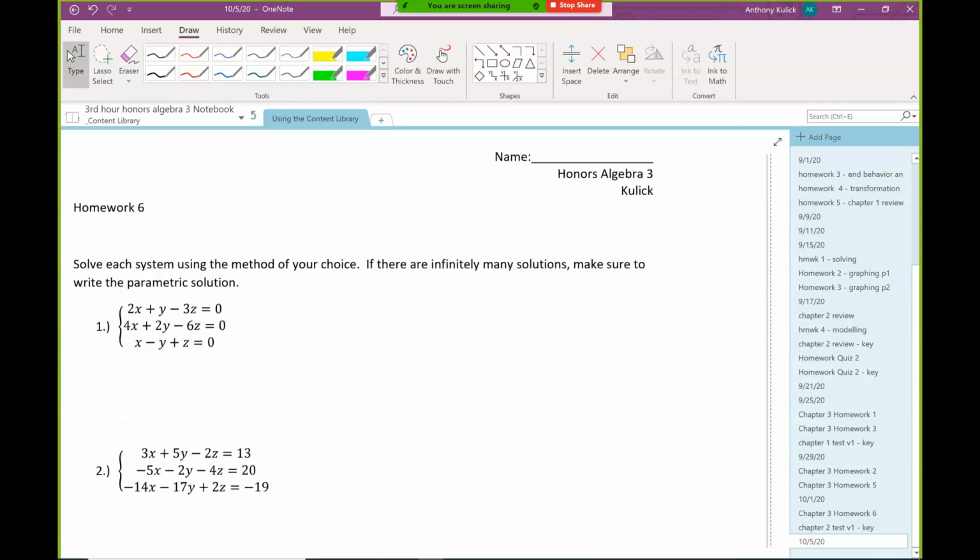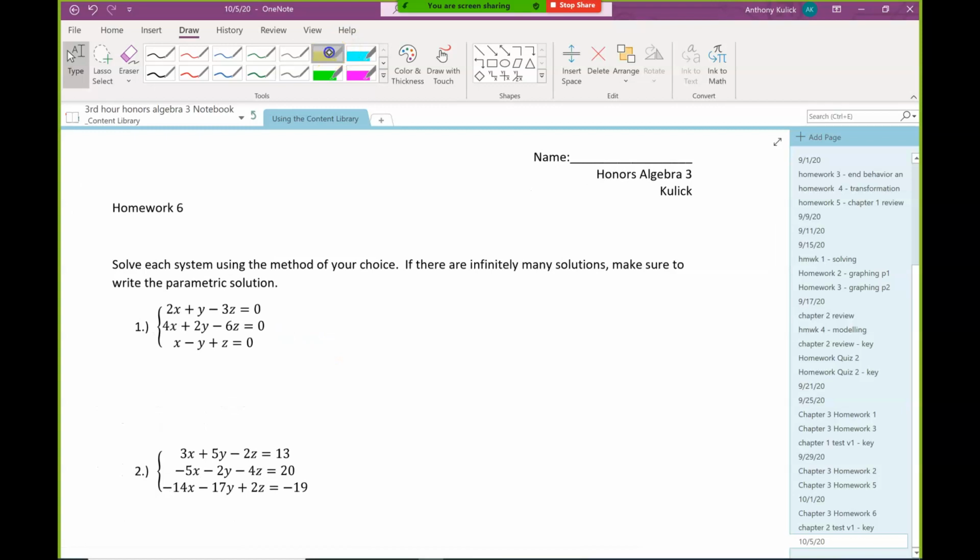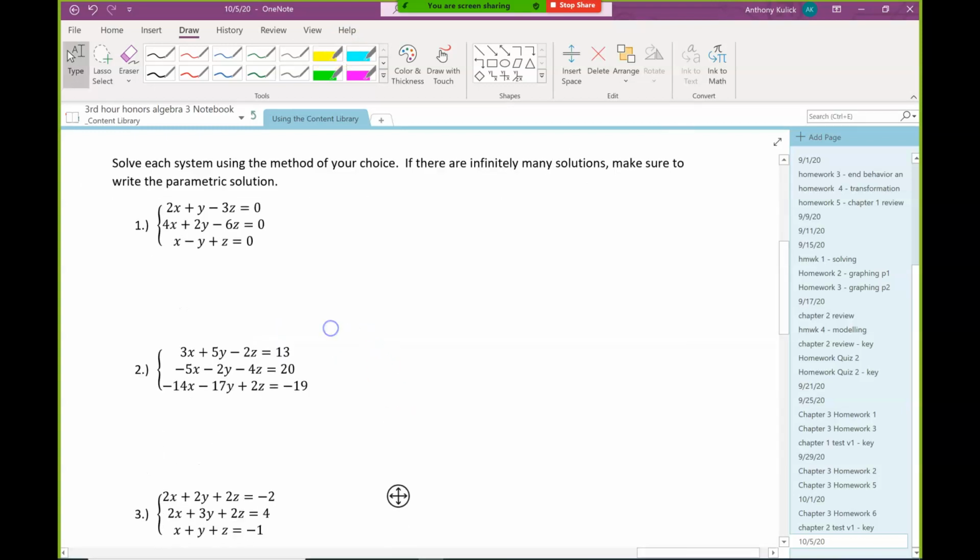All right. So what variable are we going to try to eliminate here first? Well, to be honest with you, it doesn't matter. Any is going to be fine. So whatever your first instinct was is a fine way to go. Okay. So what two equations do we want to add together to try to cancel out x first?